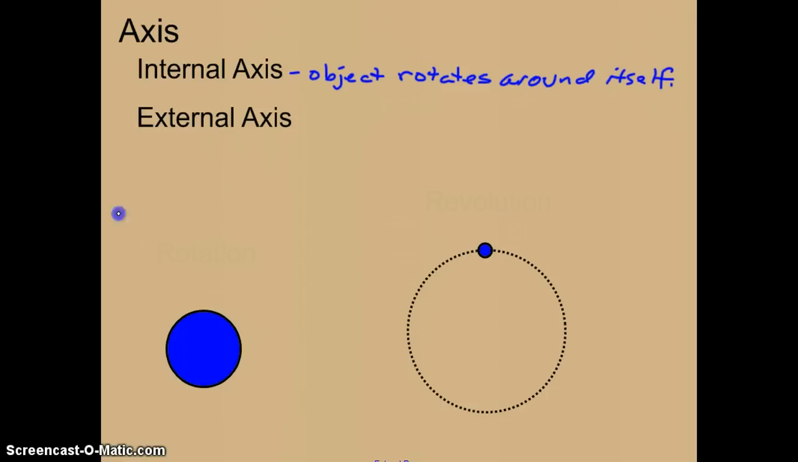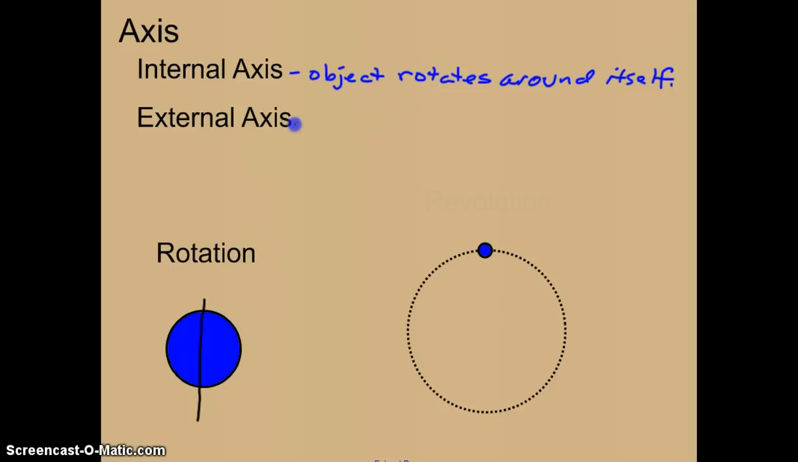This is what happens if, let's say, we take a coin or a ball and we spin it. It's going to rotate around itself. So if I take an axis and draw it through here, it is rotating around that axis. We call this rotation. Rotation is what we use to say when something has an internal axis.